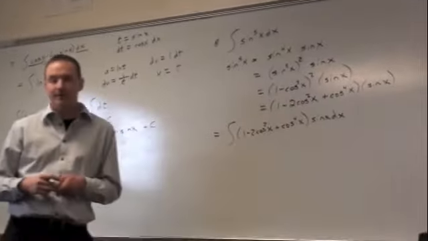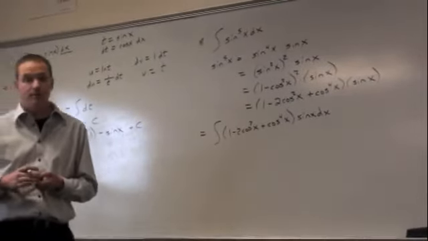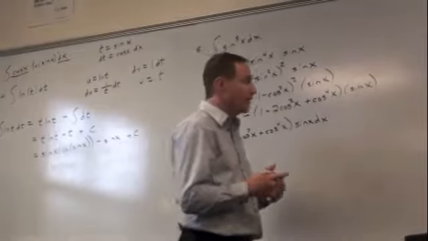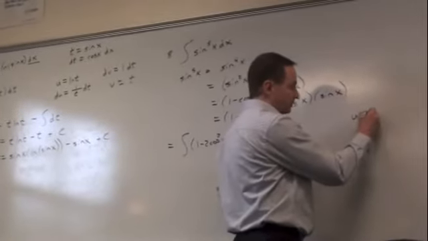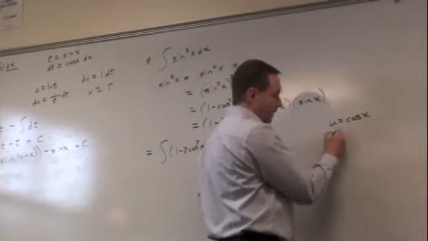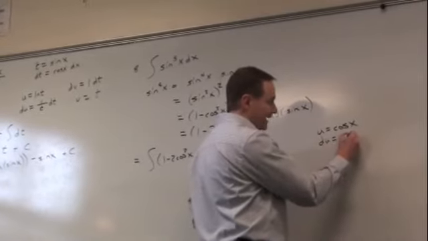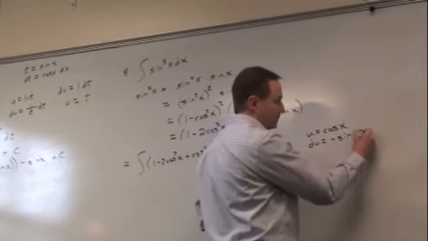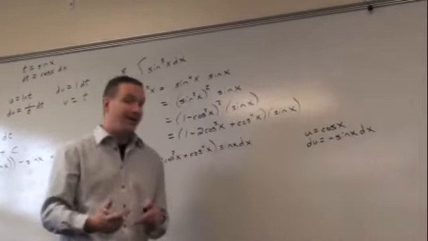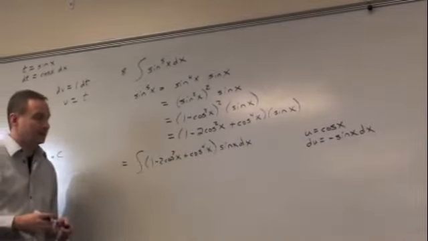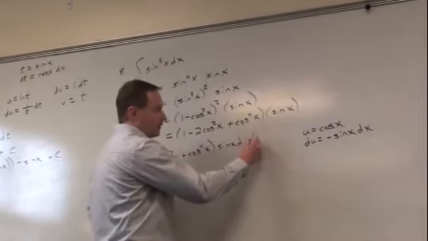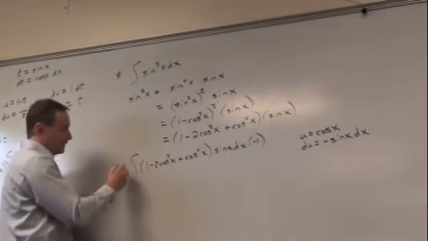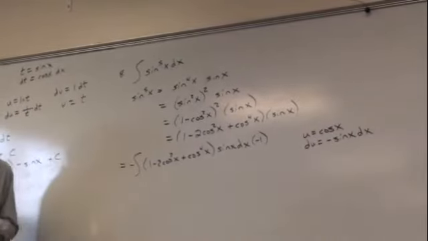This is where we can say, well, now it's just an easy u substitution. Let u equal the cosine of x, and we know that du would equal the negative of the sine of x with respect to x. I don't have the negative of the sine of x dx, so I know I could multiply by negative 1 on the inside and outside and get it.